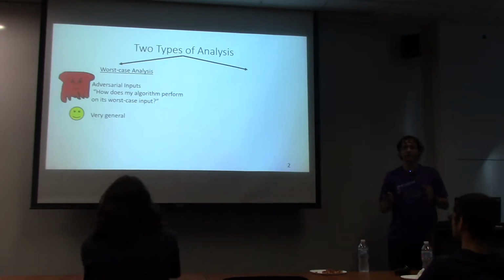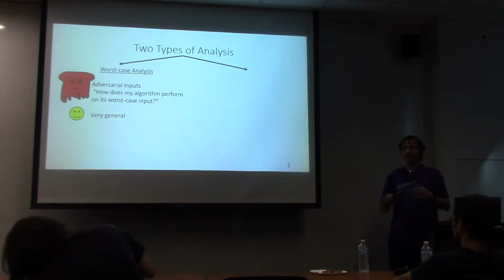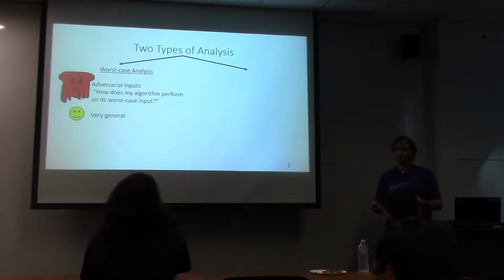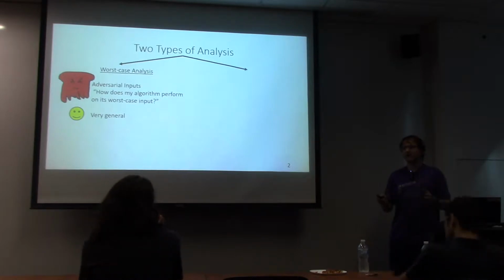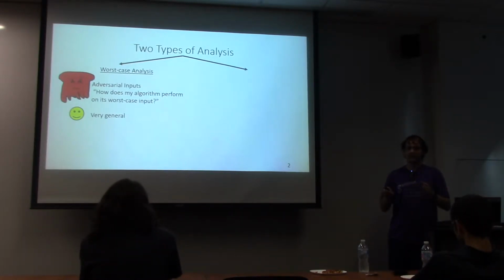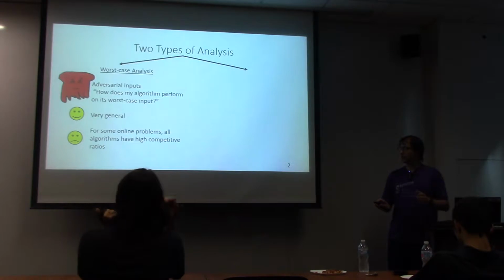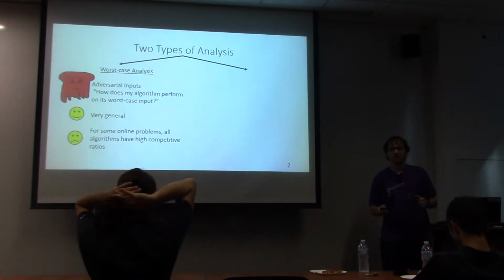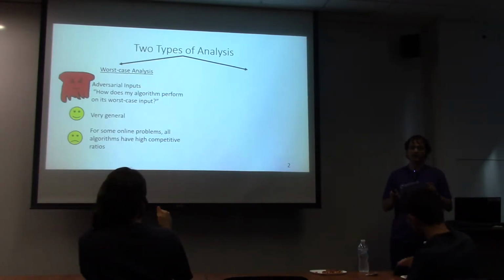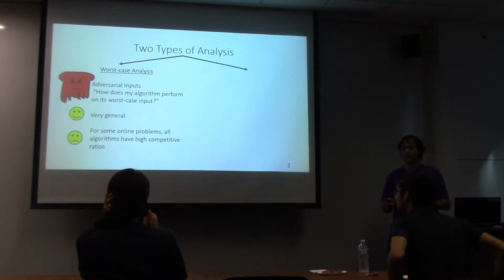On the other hand, there's some problems it's not right for. For instance, on an online problem, it could be the case that every online algorithm has a competitive ratio that's poor or even unbounded in some cases. So for those problems, worst case analysis doesn't do what we want.